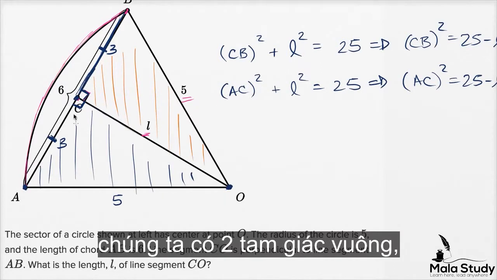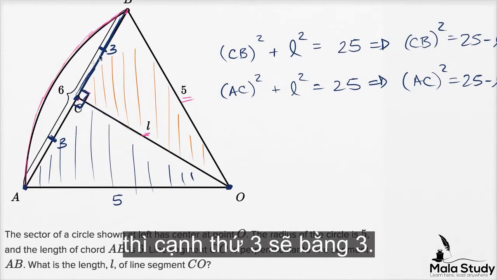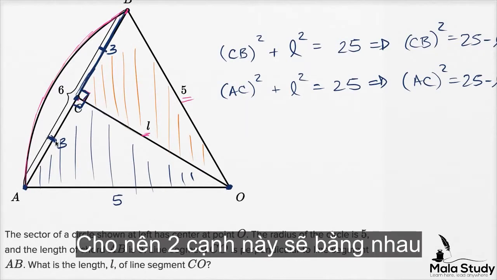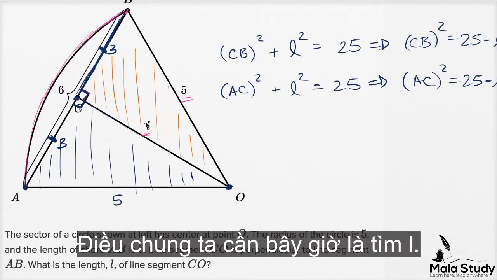You could say, hey, look, I have two right triangles. I know that two of their sides are the same, so the third side has to be the same as well. So this is going to be the same as that, and so they're each going to be half of the 6. But that's all you need now to actually solve for L.